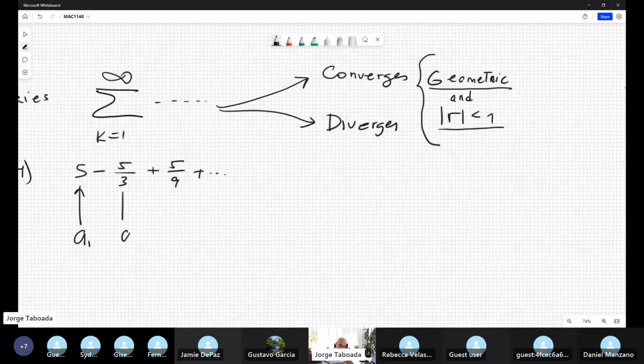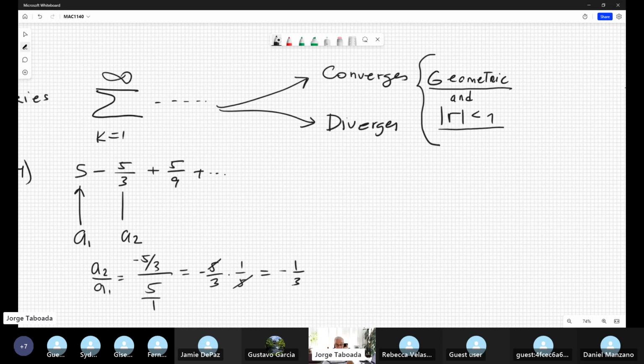This is A2. So I try to investigate if it's geometric. So I divide A2 divided by A1. Okay, let's do it. This is negative 5 over 3 divided by 5. So negative 5 over 3 times flip it, 1 over 5. Oh, the 5 cancel and it stays negative 1.